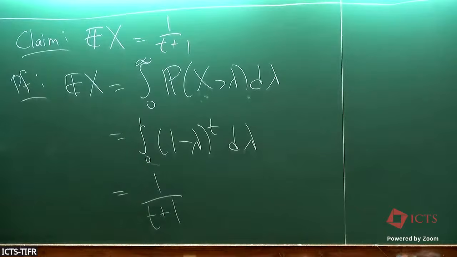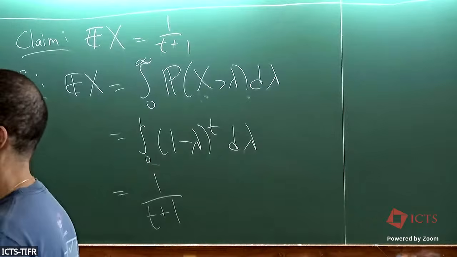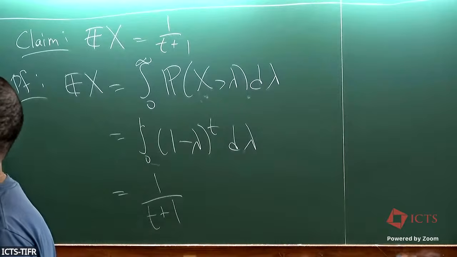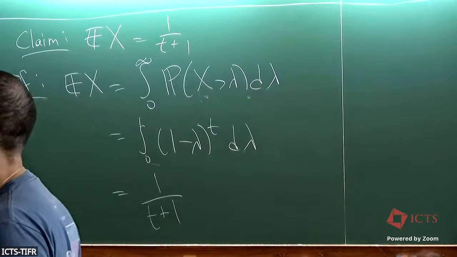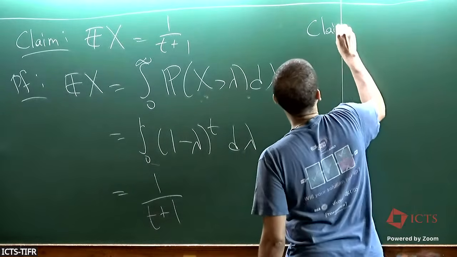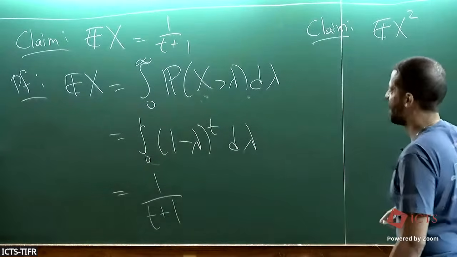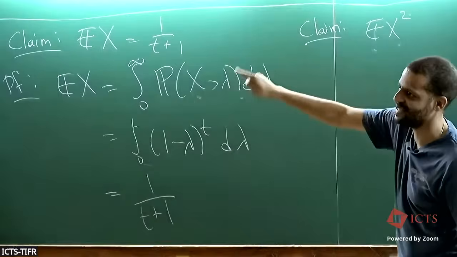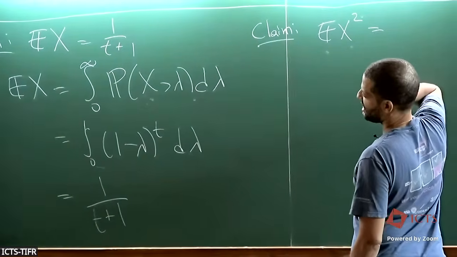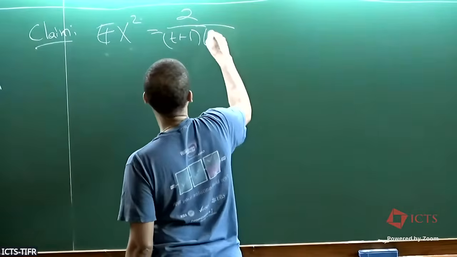Now, that all sounds reasonable, but it's not going to get me 1% error with 99% probability. There's variance there. In fact, you can calculate the variance. So, claim: this is the expectation of x squared. If I want the variance, I want the expectation of x squared minus that squared. That's something like 2 over (t plus 1)(t plus 2), or something like that.